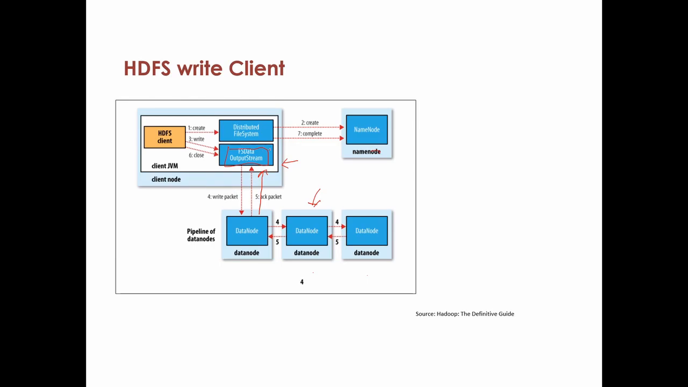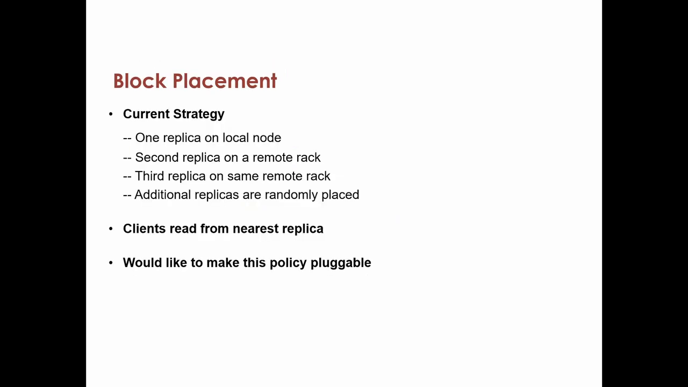The client may also start another write request to another data node even before the acknowledgement for this write has come back. And once the acknowledgement for all the writes has come back, the client may call the close method, and then the distributed file system may inform the name node that the write for this particular client is complete.